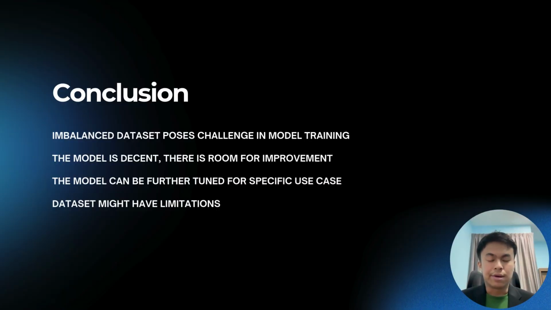I see that some people who did the right steps actually got the same or more or less the same results as mine. So probably there are some inherent problems in this dataset, but I think there's still room for improvement that we can improve a little bit more. The model is decent here, and there's room for improvement. I wouldn't say it's good.